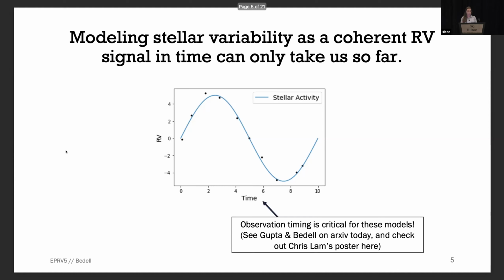I also will note that even if we're happy with the approximation of the signal as a radial velocity shift, it does set pretty stringent requirements on the kinds of data that we take, in particular the timing of our observations, so that we can actually observe these activity signals as coherent modelable things in time. So I put in a little plug here for a paper that just hit arXiv today, led by Arvind Gupta, that calculates the limits on the information that you can get out of radial velocity time series under different assumptions about the coherent structure of stellar signals and different observing strategies. And you can also check out Chris Lamb's poster here, which applies a similar framework to the specific case of follow-up in radial velocity of transiting planets.